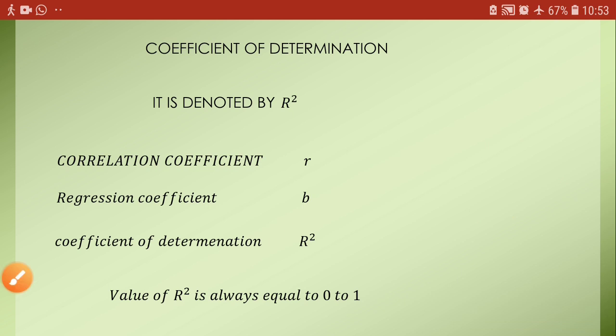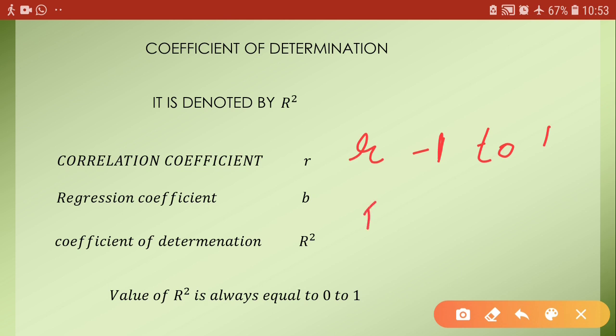Now if you remember the value of r, I am talking about chapter number 2, the value of r was between -1 to +1. Now this topic is r square. This topic which we are doing, coefficient of determination, is r square. If r is -1 to 1, then what should r square be? R square will be between 0 to 1.